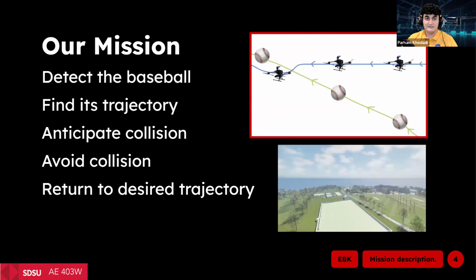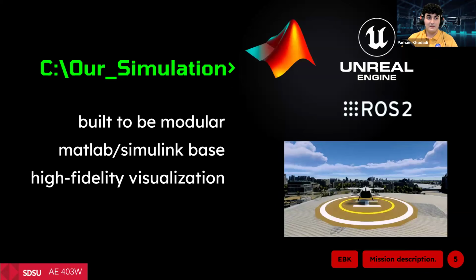Our mission was to create a system that is able to detect the baseball, find its trajectory, figure out if there is going to be a collision with the drone, and if so, avoid collision by moving out of the way and return to its original path. BAM is primarily MATLAB and Simulink based, but it also includes high fidelity capabilities using Unreal Engine, Microsoft AirSim, and Robot Operating System 2.